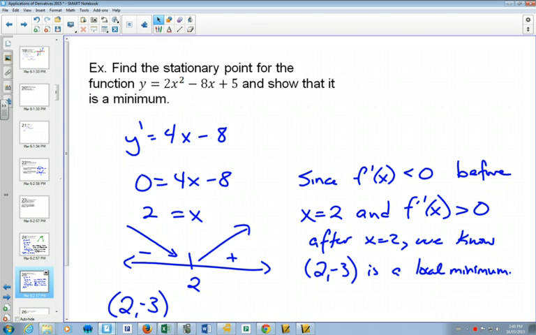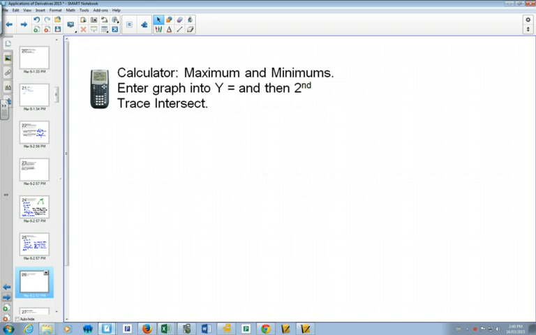So we can use calculus to find the x value, then plug it back into our original equation to find the y value for those minimums. We can also find maximum and minimum values with our calculator. Just need you to change one word here. This word intersect should be either max or min.